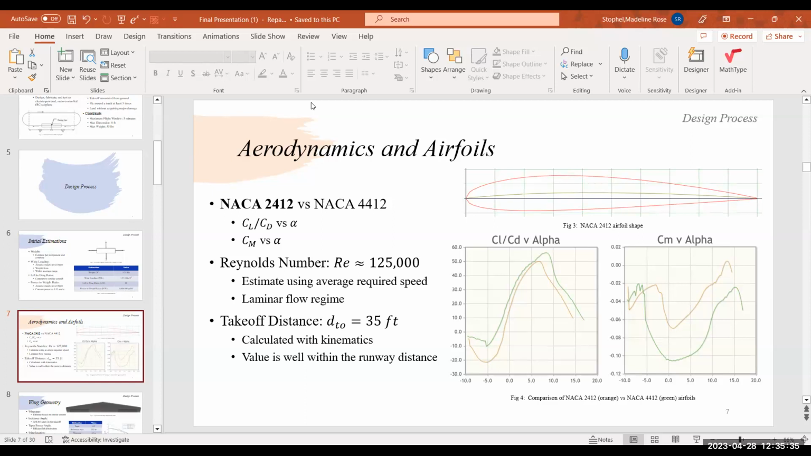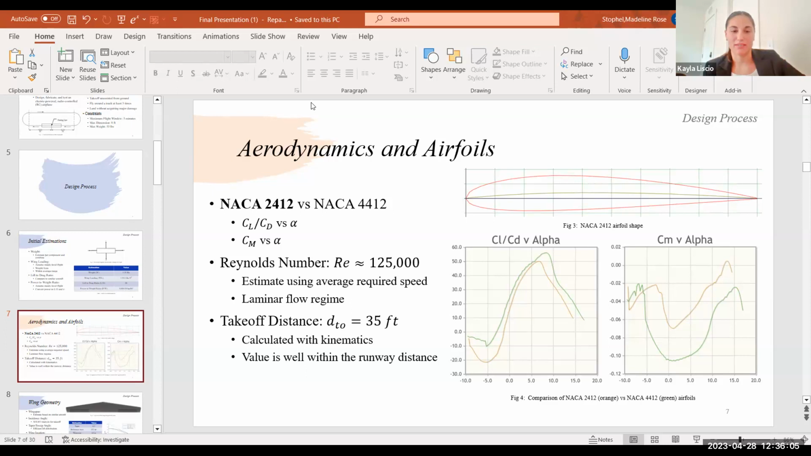And your higher Reynolds number would make your plot smoother and likely give better CL over CD and CM. Did you look at any other constraints aside from those two? No, we didn't. We probably should have looked into it more.